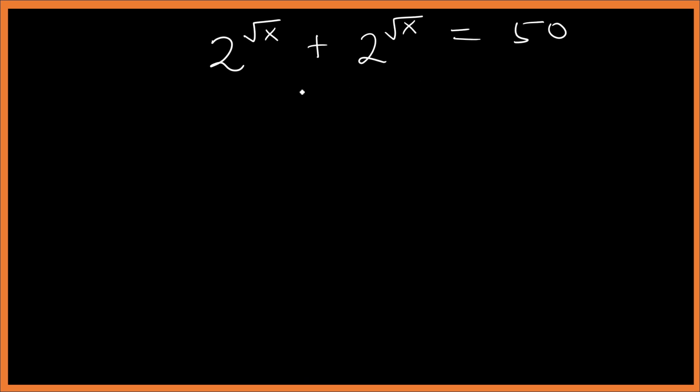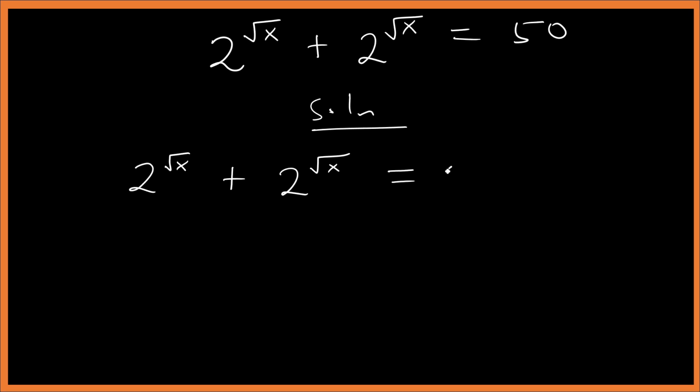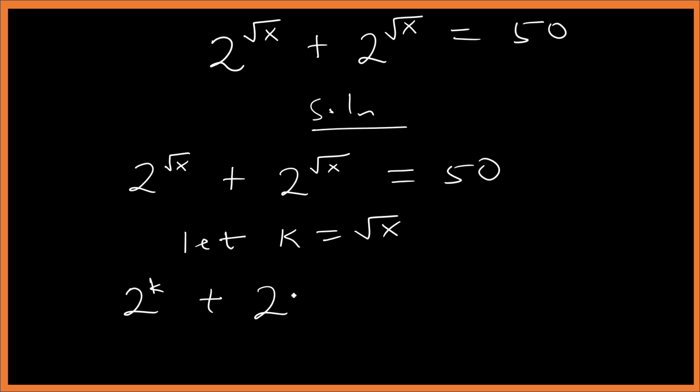Now let's solve this question together. Solution. Now we are given 2 raised to root x plus 2 raised to root x equals 50. Now let's remove the root x by letting a variable be that. So let k be square root of x. So this one will be 2 raised to k plus 2 raised to k equals 50.